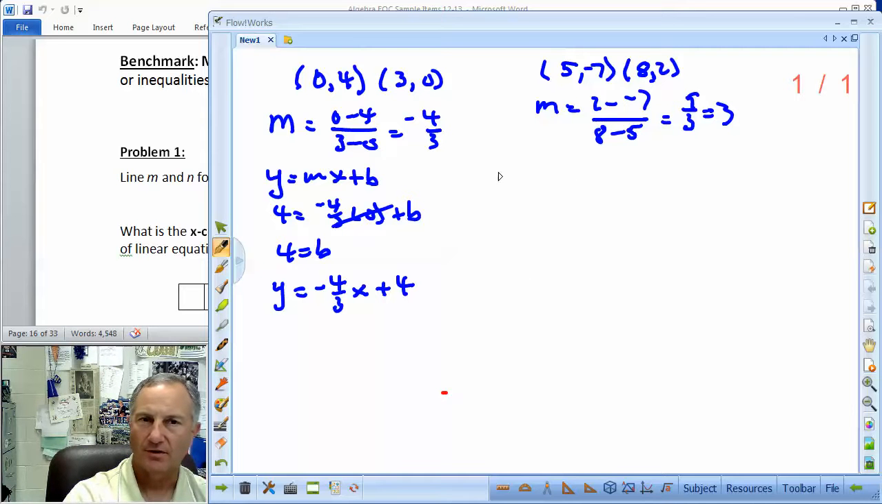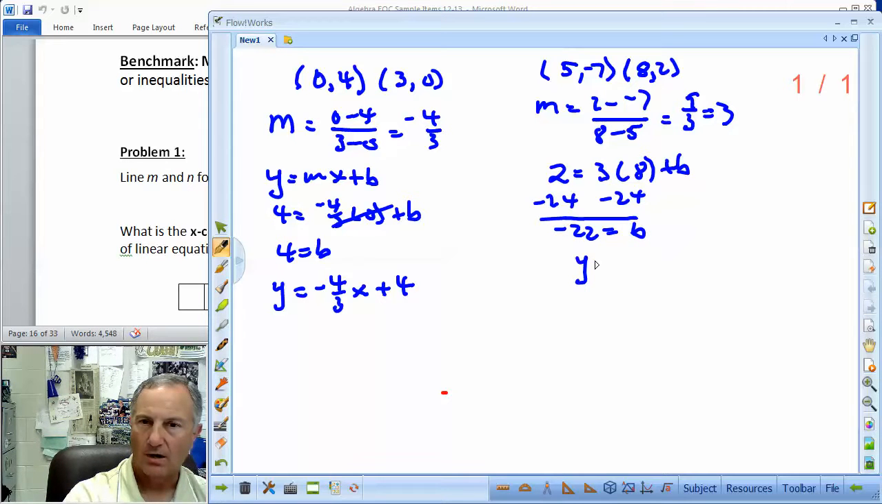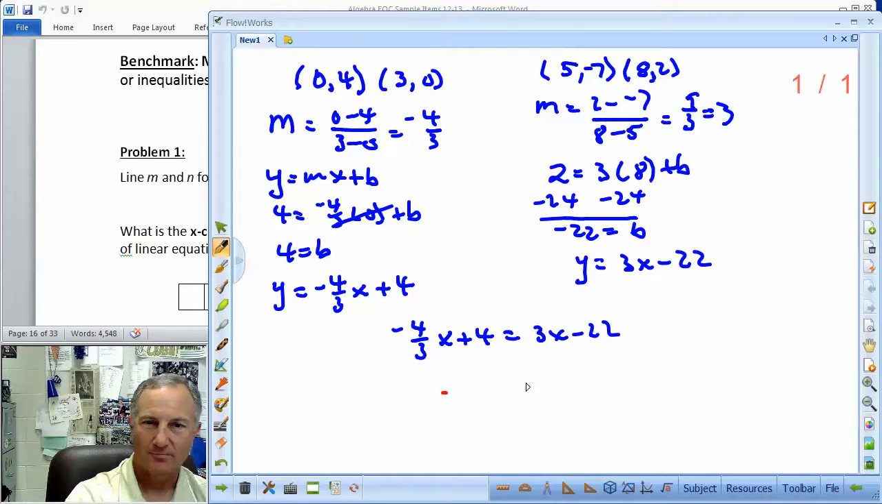Let's find the equation of this line. Using the same y equals mx plus b, I'm going to take the point (8, 2) and plug it in. I get 2 equals 3 times 8 plus b. That's a positive 24, so I'm going to subtract it over. So I get negative 22 as my b. So y equals 3x minus 22 is my equation here. They're both equal to y, so I'm going to set them equal to each other: negative 4/3 x plus 4 equals 3x minus 22.